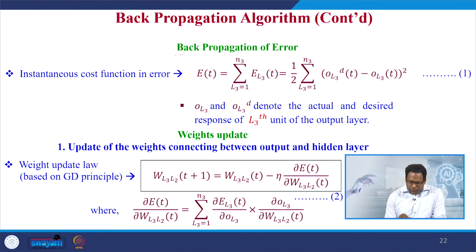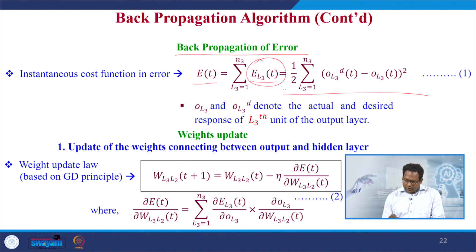Now, let us see the back propagation of error. This is the starting phase of the backward phase, after the forward phase. The instantaneous cost function in error is given by E of t equal to the summation over L3 equal to 1 to N3 of EL3 of t, which is half into the summation over L3 equal to 1 to N3 of the expression for EL3, which is the desired output minus the actual output, whole square.